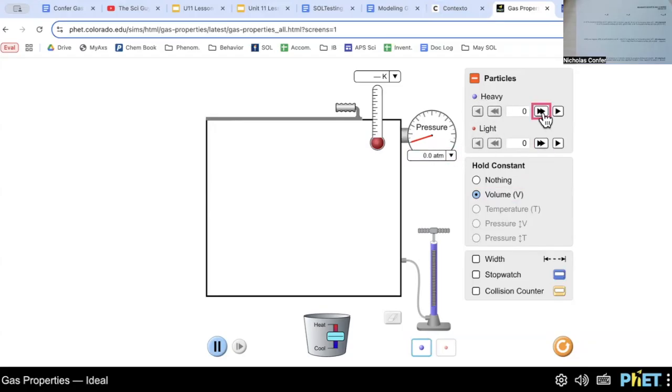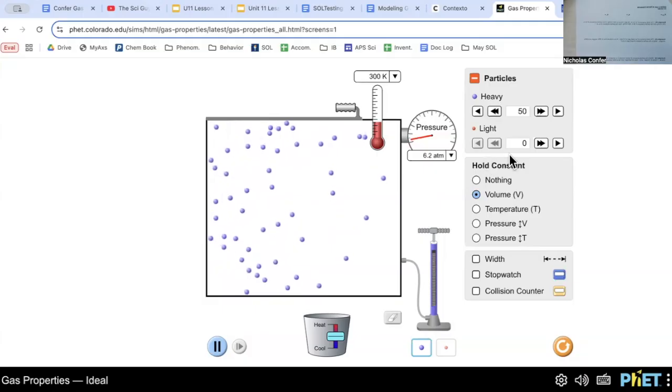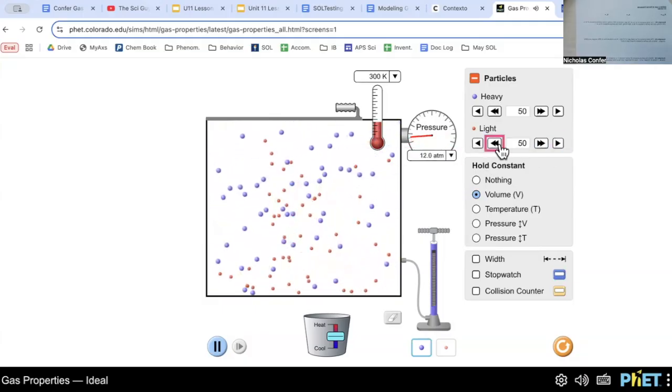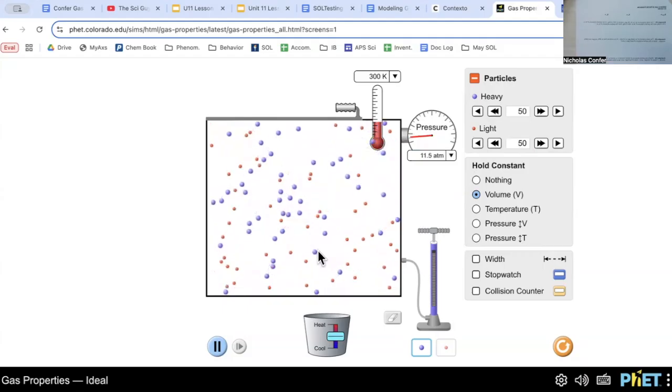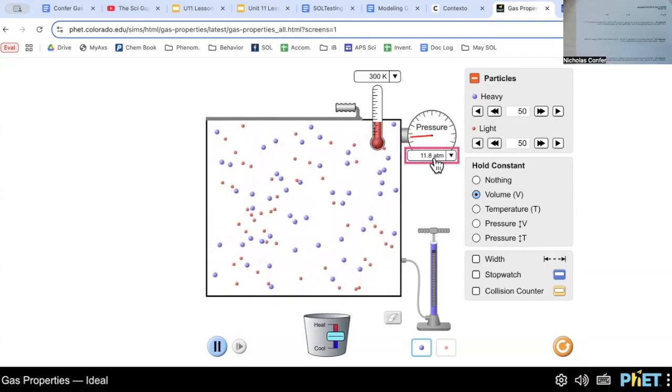If I add some heavy gas, we're going to take a look at what the pressure comes out to. It's about 6, maybe 5.8, a little under 6. If I double the number of moles, or the number of particles, I would expect the pressure to double. When I do that, I get about double. And notice that I used the other types of molecules, and it didn't make a difference. I'm still at about 12, a little under 12.